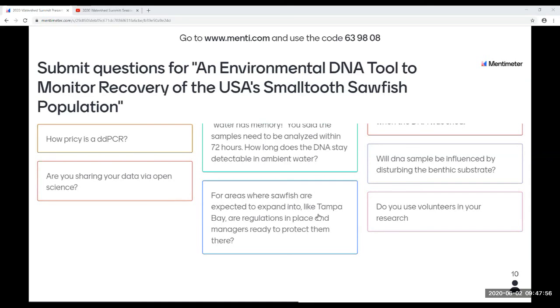And then for areas where sawfish are expected to expand into, like Tampa Bay, are regulations in place and managers ready to protect them there? We do have collaborators from the Smalltooth Sawfish Recovery Implementation Team there. And there are no regulations currently in place, but everything's under permit anyways.